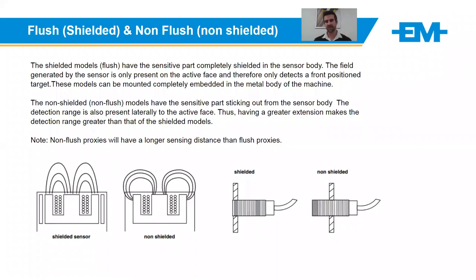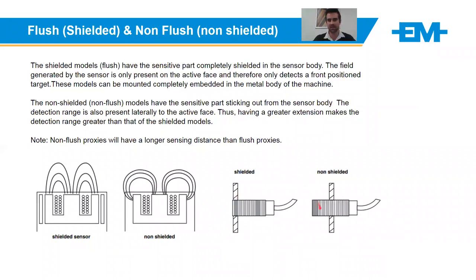Looking at flush and non-flush proximities, or shielded and non-shielded proxies, the two different terminologies mean the same thing. Shielded models, or the flush models, have the sensitive part housed inside of the proximity sensor. So this allows us to mount it flush with the machine surface because it doesn't detect the outer sides, it'll only detect out the front.